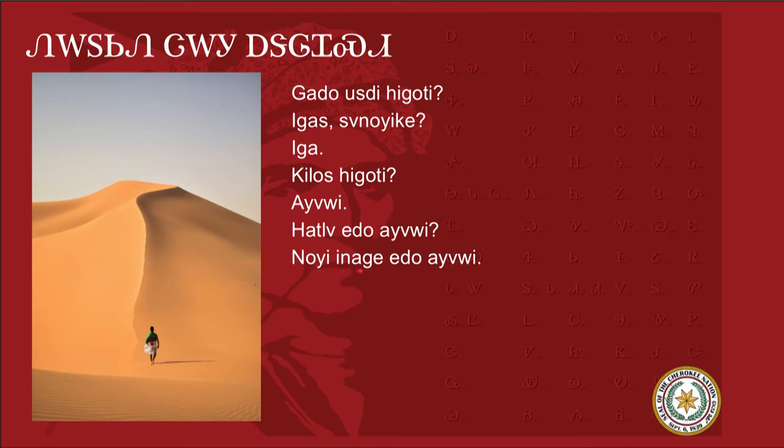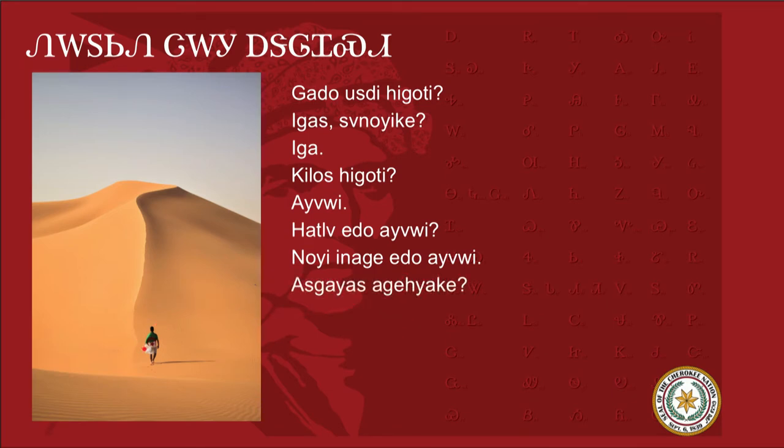Noyi, sand. Inage means like out in the wild, like there's no houses, there's no town or anything. That's like out in the woolly wilds. So Noyi inage. So the wilds that are like sandy, right? Noyi inage eto ayoi. So the person is located in the desert. Noyi inage eto, ayoi.